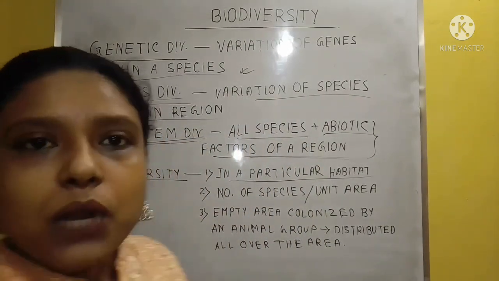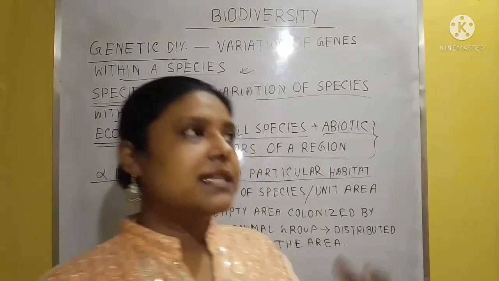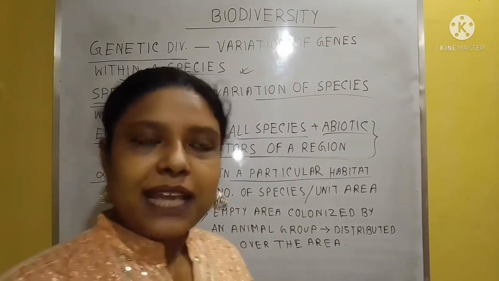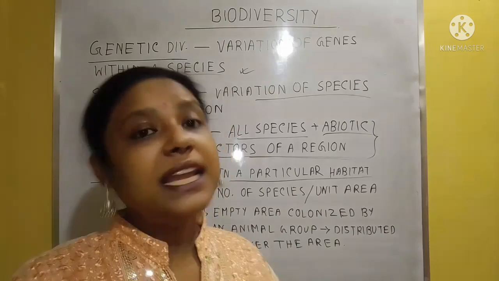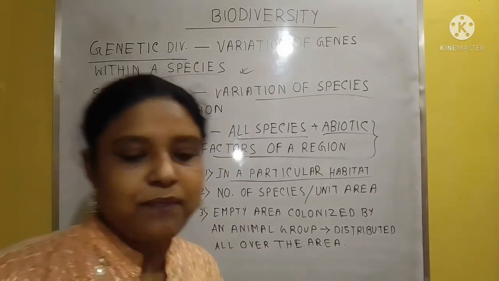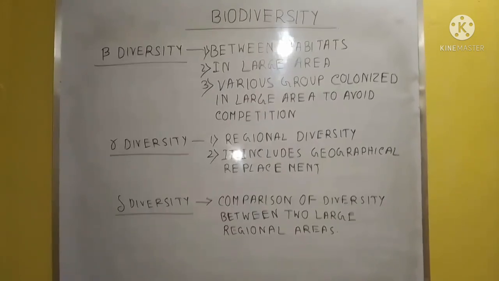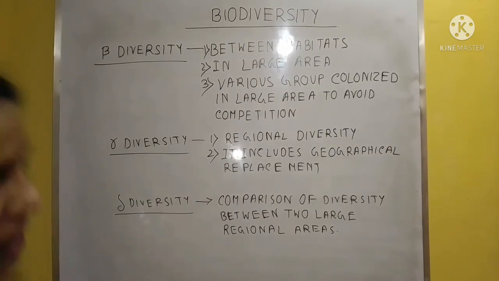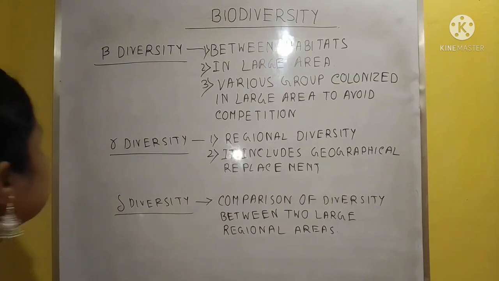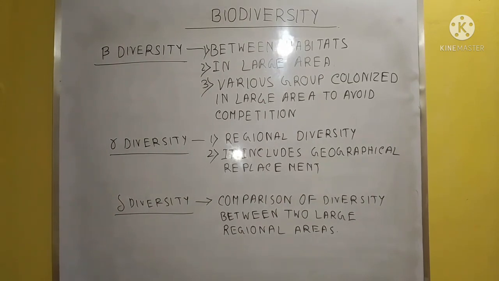Now we learn what beta diversity is, what gamma diversity is, what delta diversity is, and how they are interrelated with each other. Okay, now we learn about beta diversity, gamma diversity and delta diversity.